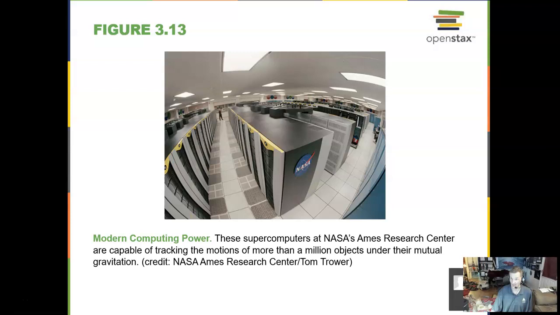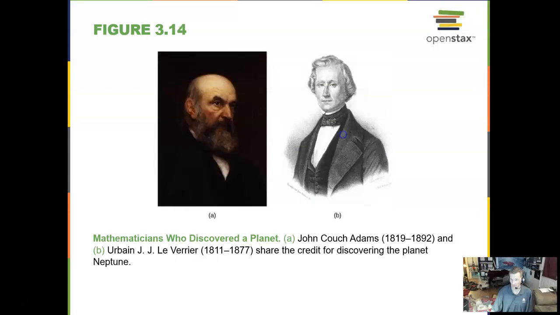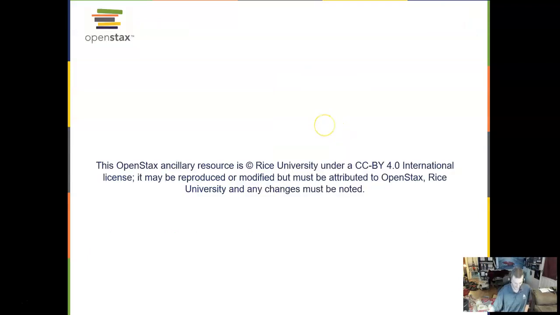Well, NASA and the National Weather Service, they have modern computing power in these supercomputers. That's how we get weather forecasts and model things in the night sky and how they work. So these two mathematicians, John Couch Adams and Leverrier, share the credit for discovering the planet Neptune. And that does it for this, Chapter 3.